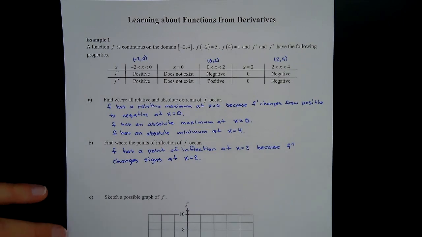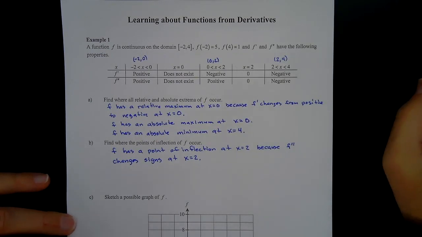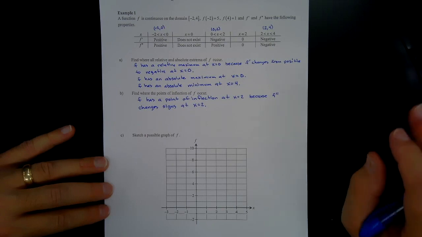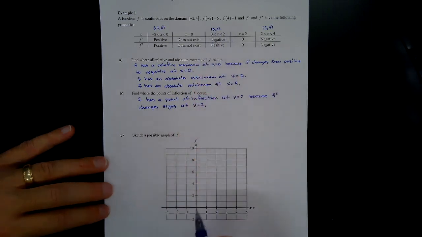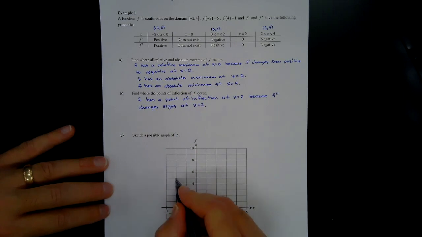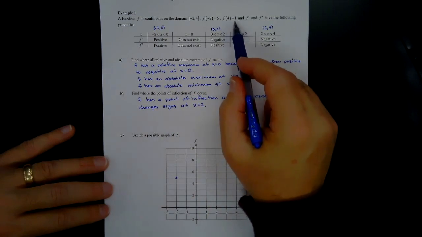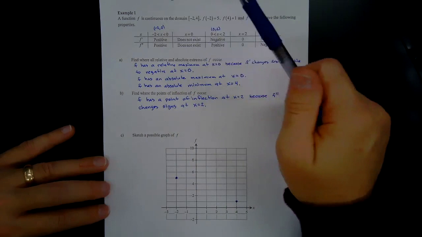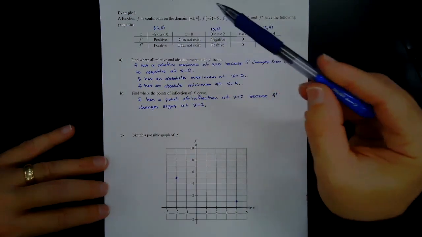Okay, so now the next step is we're going to sketch a possible graph of f, okay? So let's start by plotting the two endpoints. So we know f of -2 is 5, so that'd be right here. And that's my left endpoint. And I know f of 4 is equal to 1. That'd be right here. And so we're going to have to get from here to here, but we're going to have to graph it so that all of these fit, okay?